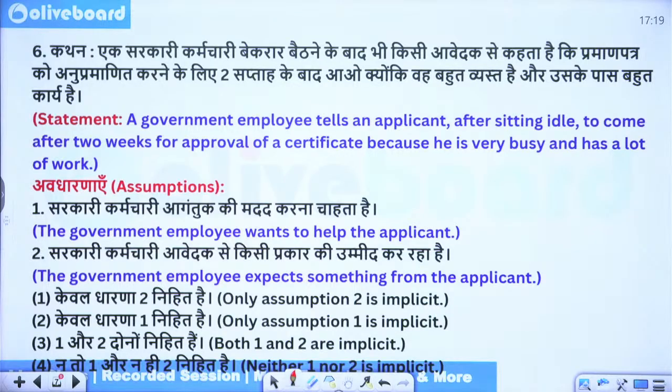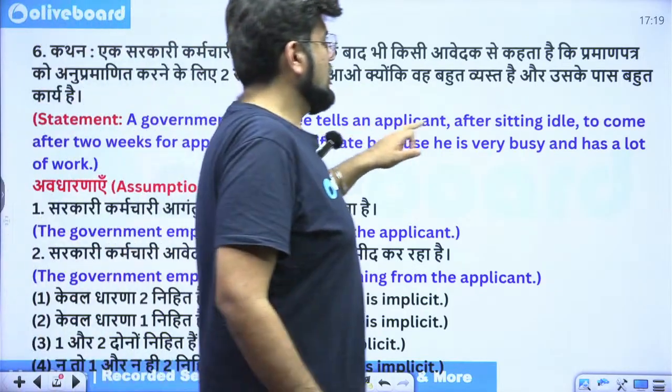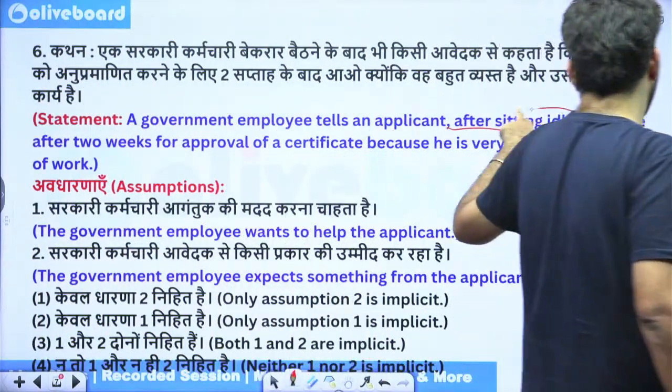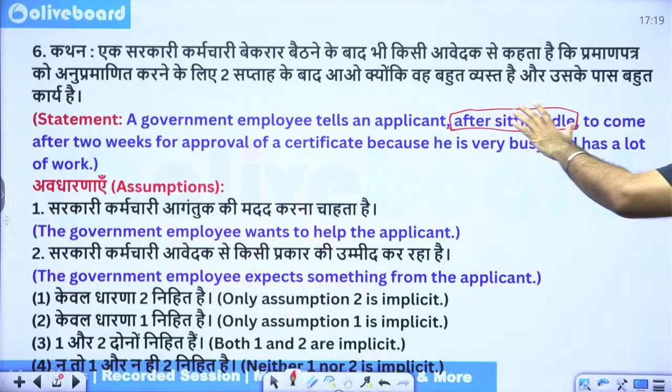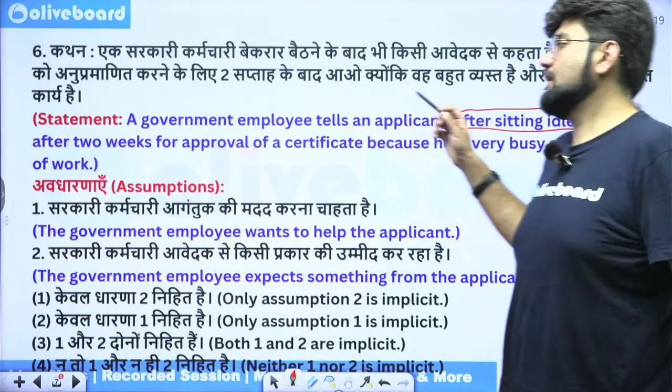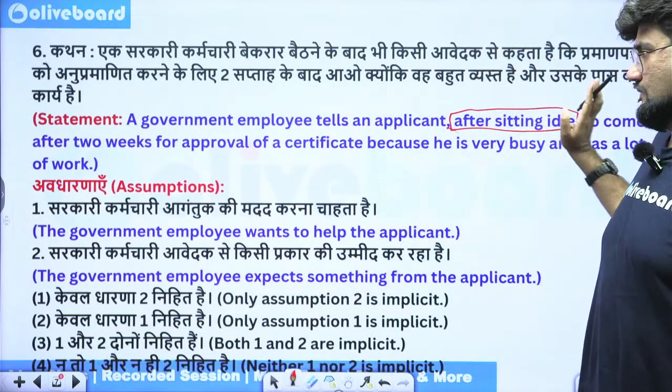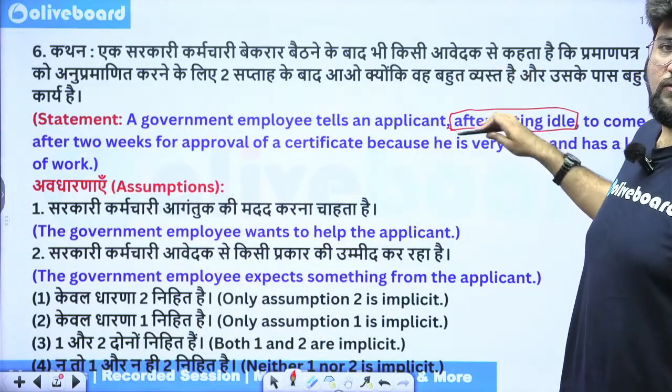A government employee tells an applicant after sitting idle to come after 2 weeks for approval of a certificate because he is very busy and has a lot of work. Now, I know we are not supposed to associate a tone, but if you read it carefully, there is something the author wants to hint at. What is that? The author is saying that a government employee tells an applicant, that is fine. After sitting idle, he is trying to hint at something. That despite being idle, what is he saying? He is asking the applicant to come after 2 weeks because he is busy and has a lot of work. Are you getting what the author is trying to hint at?